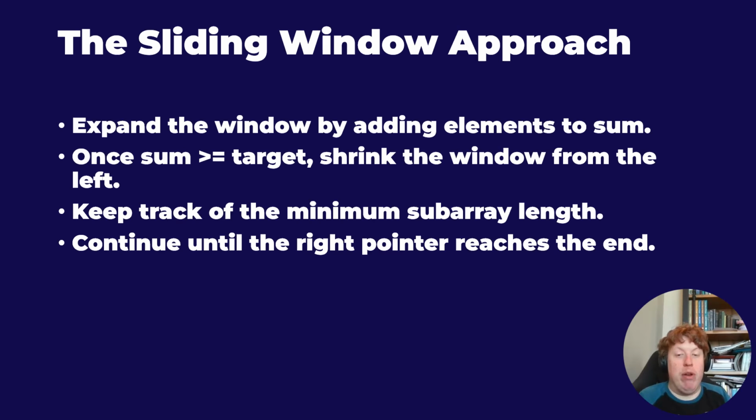Why does the sliding window approach work well for this problem? The key reason is that the numbers in the array are all positive. Because of this, when we expand the window, the sum only increases. If we reach or exceed the target, the only way to find a smaller subarray is to shrink the window from the left. Since we never need to revisit elements once they've been removed, every element is processed at most twice, leading to an efficient O(n) time complexity.